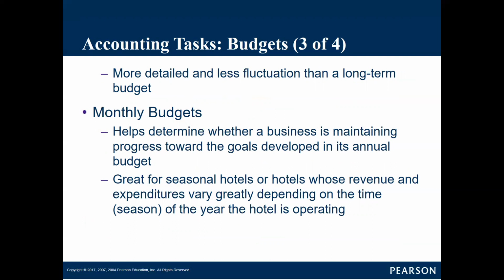And obviously, as you can see, we're going from far out down all the way to a monthly budget. A monthly budget helps determine whether a business is maintaining its progress towards the goals developed in its annual budget. These are great for seasonal hotels, or hotels whose revenue and expenditures vary greatly depending on the time of the year or tourist season the hotel is operating in. Examples include hotels near ski resorts, beaches, theme parks, some tourist areas, sporting venues, etc.